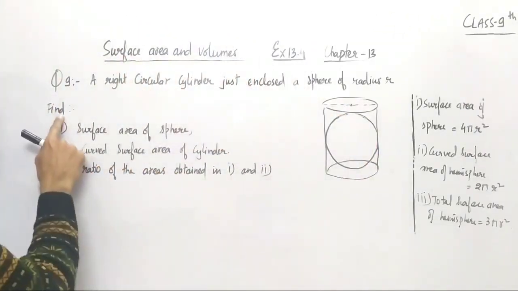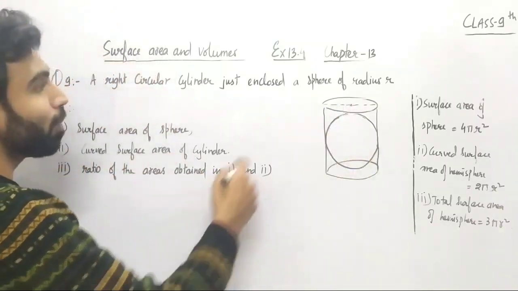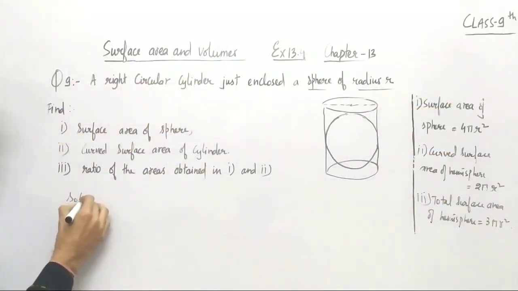Now we have to find the surface area of the sphere, right? So यहाँ पे हमें given है कि sphere की जो radius है that is r. So let me first start off the solution here.